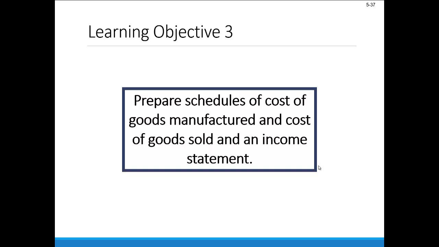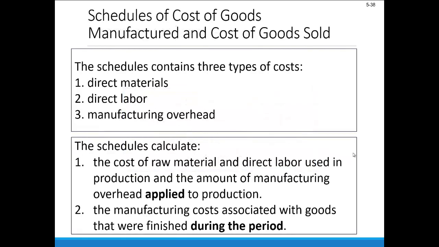Hello again, everyone. This video covers Learning Objective 3 from Chapter 3, preparing schedules of cost of goods manufactured, aka cost of goods finished, as well as cost of goods sold, and then a corresponding income statement. One thing for us to keep in mind is that the schedules of cost of goods manufactured and cost of goods sold really focus on our manufacturing costs only. So they contain three types of costs, really: direct materials, direct labor, and then that manufacturing overhead.